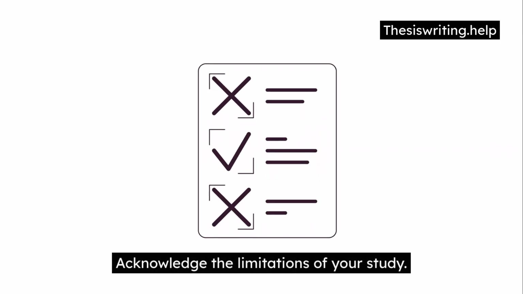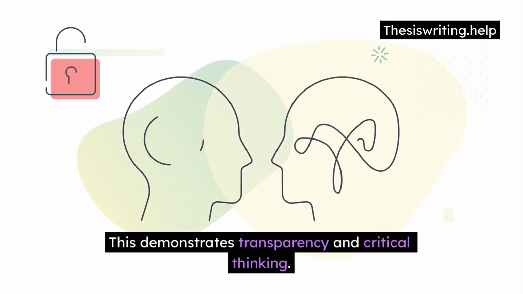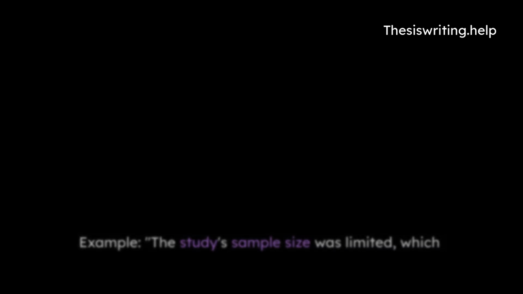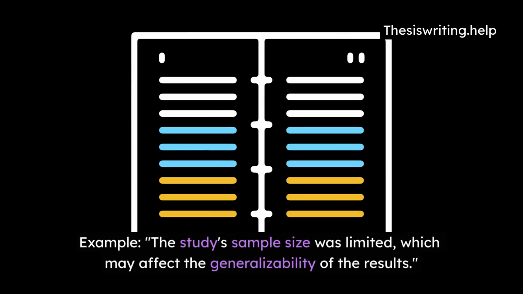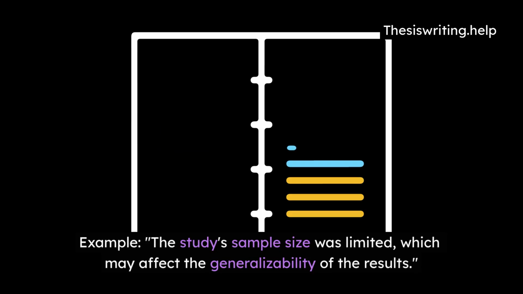5. Limitations. Acknowledge the limitations of your study. This demonstrates transparency and critical thinking. Example: the study's sample size was limited, which may affect the generalizability of the results.